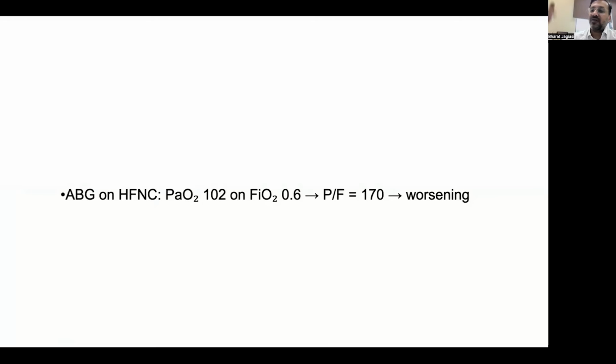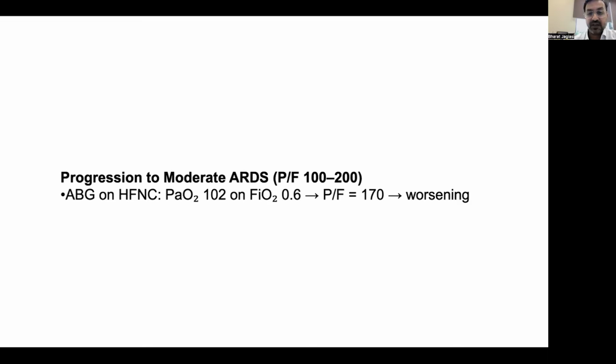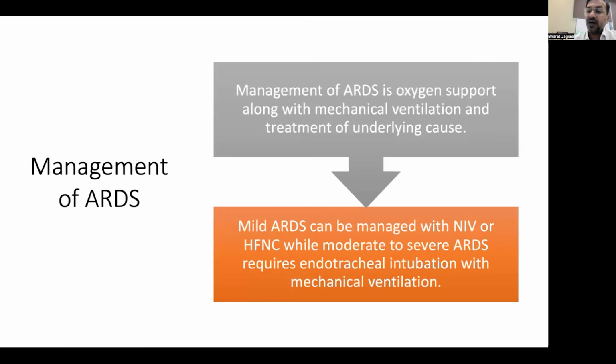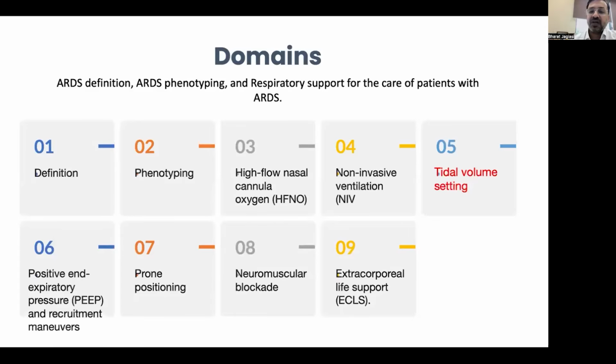So PaO2 has dropped from the mild category of ARDS to the moderate category of ARDS severity. So it's a worsening PaO2. So what do we do next? Of course, the progression is to moderate ARDS. This patient is not doing well. And as we all understood, the management of ARDS is mainly about oxygen support, non-invasive ventilation, followed by invasive ventilation. So of course, this patient will go for intubation. And once we intubate this patient, the main thing which comes in is, how do we ventilate?